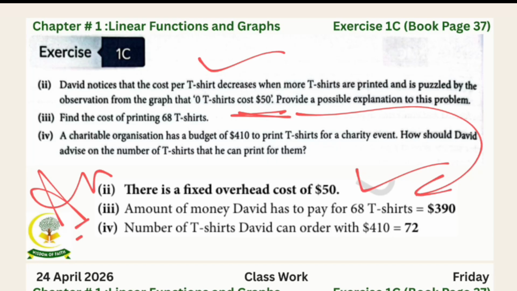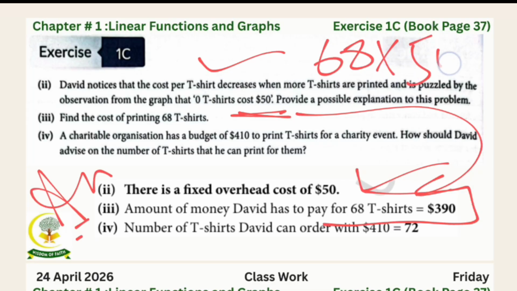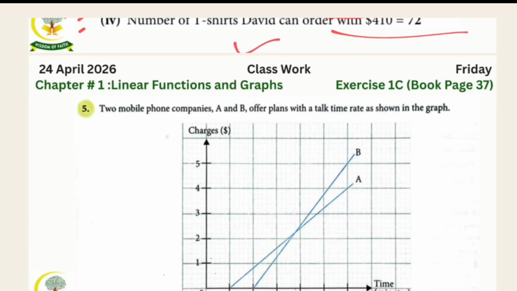And here we have the questions. Find the cost of printing 68 t-shirts. You just need to multiply the cost with 68, so you will be getting $390. 68 multiplied by 50, you will be getting $390. Amazing. Now, $410 is given in the question here. You just need to deduct the price, so 72 will be the answer.